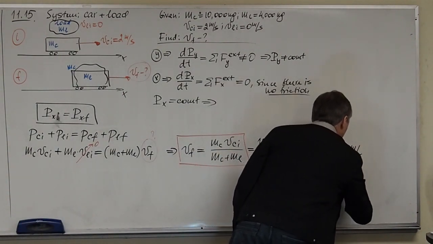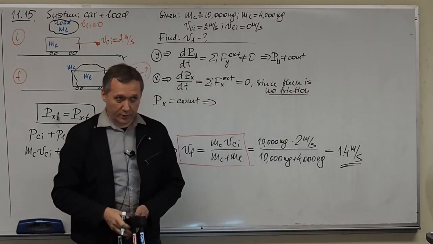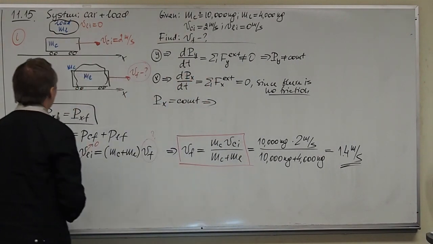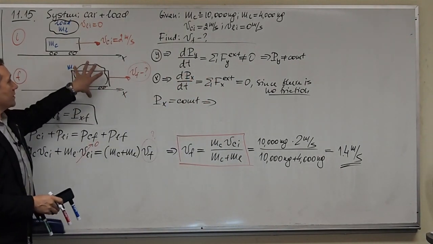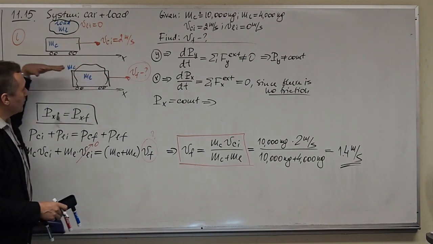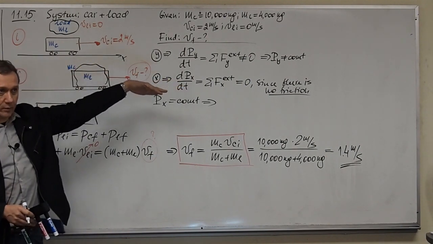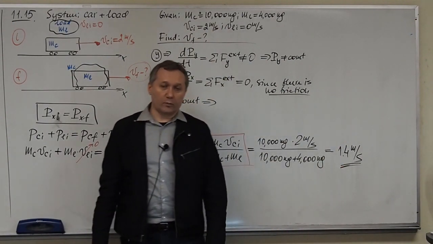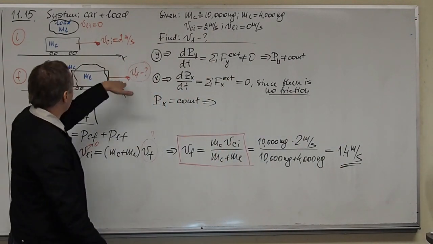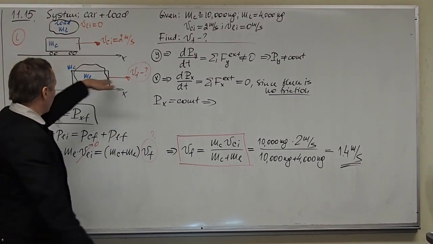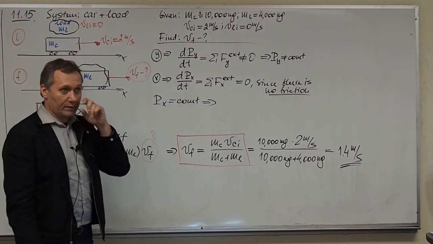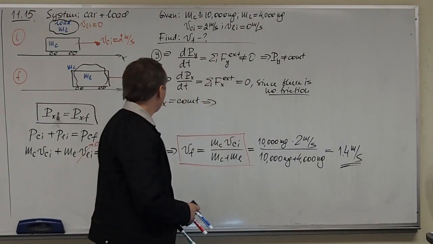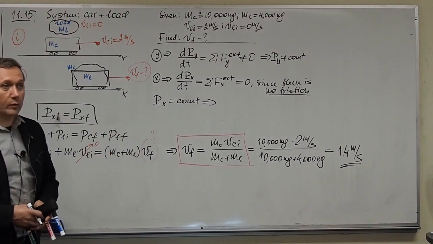1.4 meters per second. And you see the answer is positive, plus 1.4 meters per second. It means that our system, the load with the car, moves in the positive x direction. If at the end we ended up with, let's say, minus 1.4, of course it would mean that the system moved in the negative x direction. But in this case it's positive and it moves in the positive x direction, which makes sense. We know it from our everyday experience.